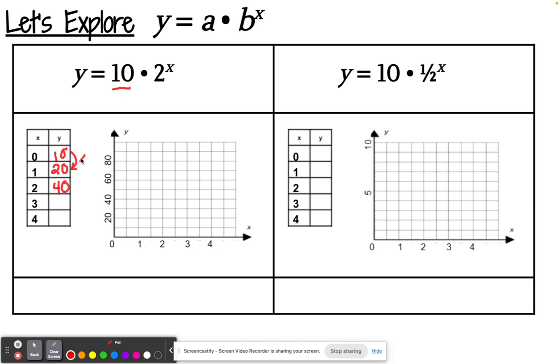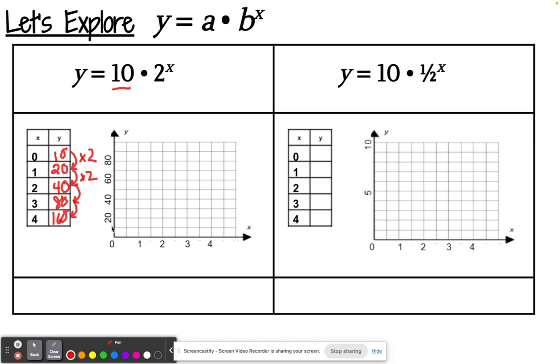Notice that this is being multiplied by 2 each time. That's my change. Times 2 times 2. My next one, when I multiply by 2, will give me 80. Times 2 again, 160.